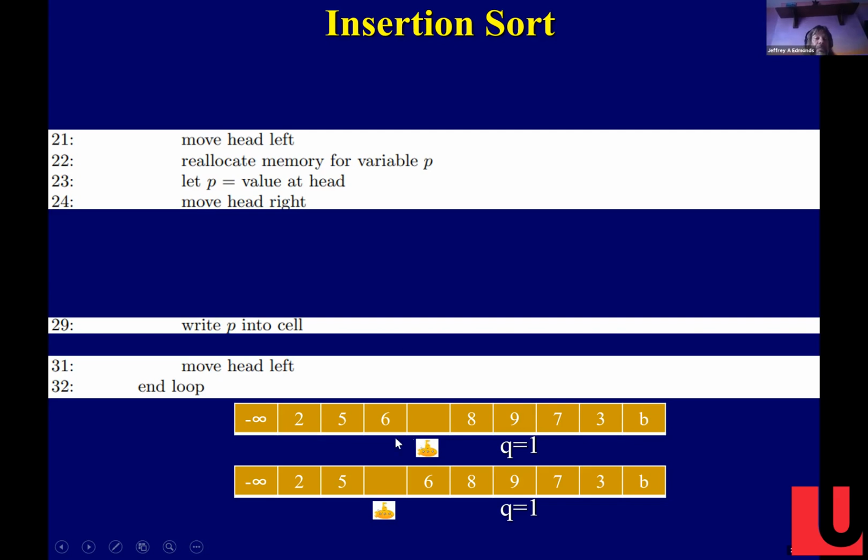Look at the code here. The first thing it's going to do is move the head left. Then it's going to allocate memory for P, and store the value at the head in P. It's going to store the 6 in P, and so it has 6 now in P. Then it's going to move the head right again, write the value P into the cell, and then move its head left again. So that's how we get from here to here. Everybody follow that code?